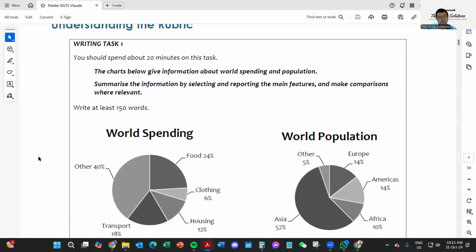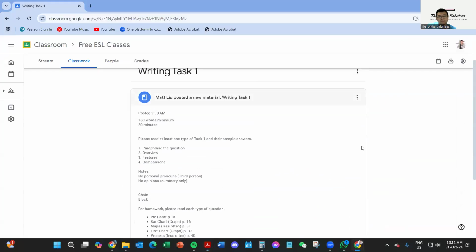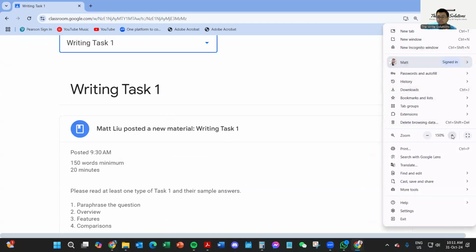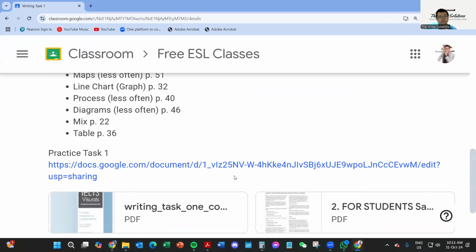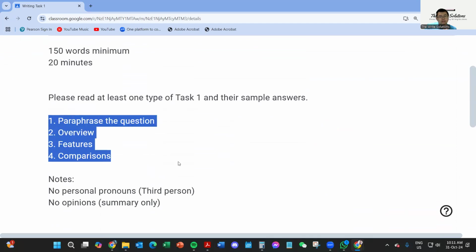Let's go back to the visuals here. So here it says the charts below give information about world spending and population. Okay. So what we're going to be talking about is that you have to do these 4 things. These 4 things are going to be part of your task achievement. And I'm going to be talking about the rubric and task achievement a bit later.